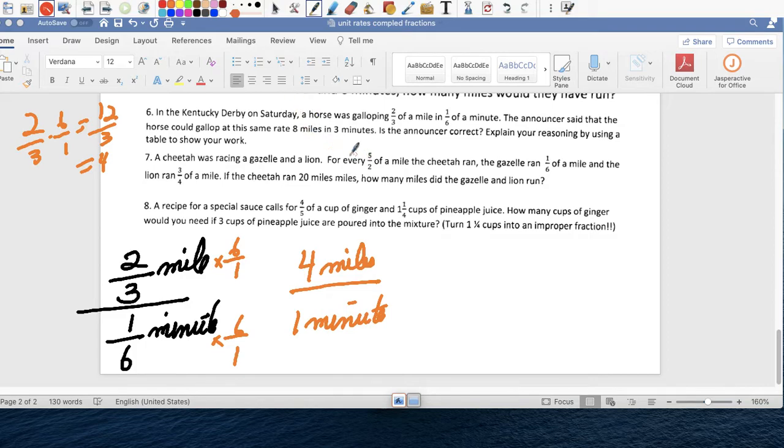Now, the announcer said in 3 minutes, he can go 8 miles. So using our proportion, we're going to write 3 minutes over here, and let's see how far this horse can go.